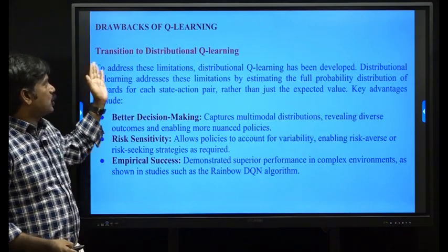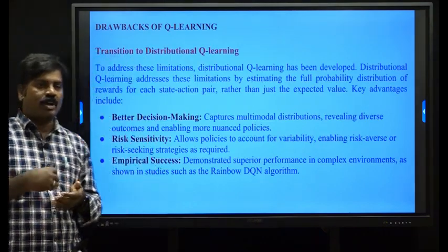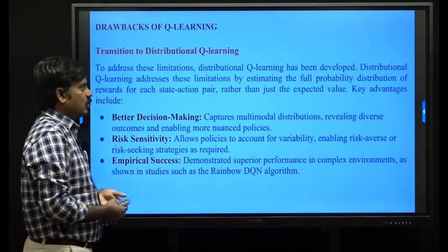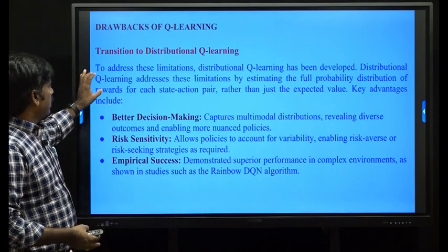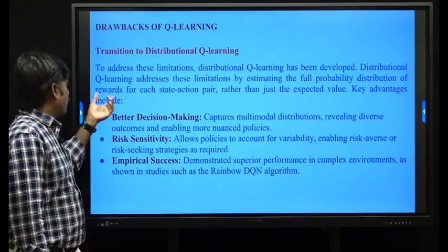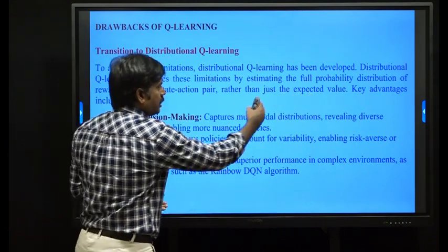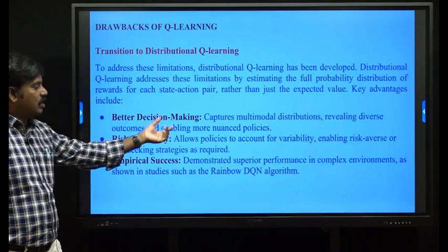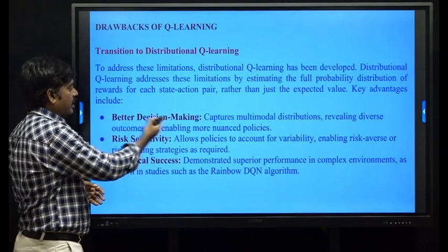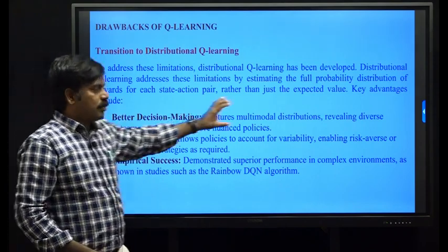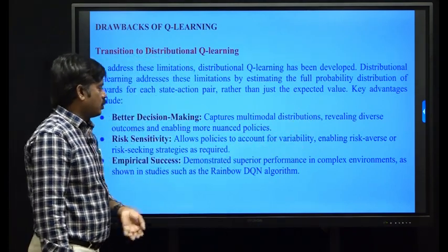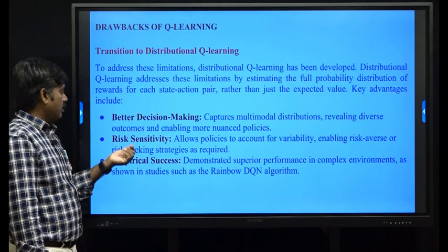The second part is the transition to distributional learning. The distributional Q learning concept was developed to resolve these issues of Q learning. It addresses these limitations by estimating the full probability distribution of rewards for each state action pair rather than just the expected value. The key advantage is better decision making. With distributional Q learning, we can capture the multimodal distribution, revealing the diverse outcomes and enabling more nuanced policies. So it makes better decisions compared to Q learning.